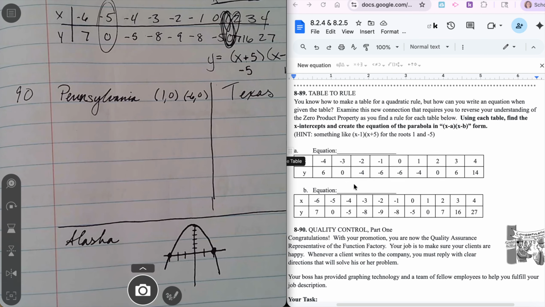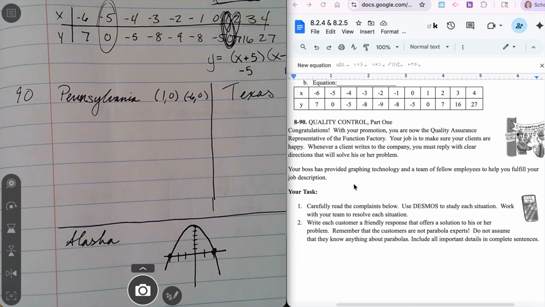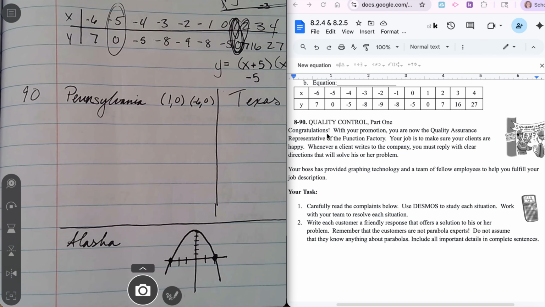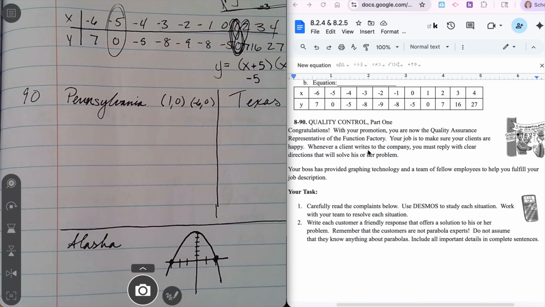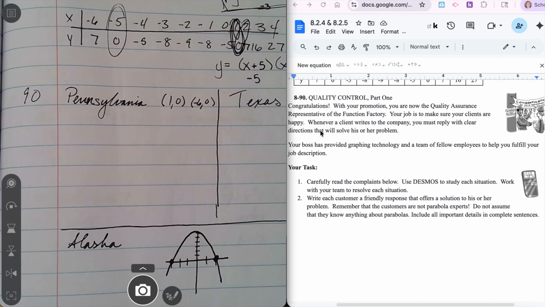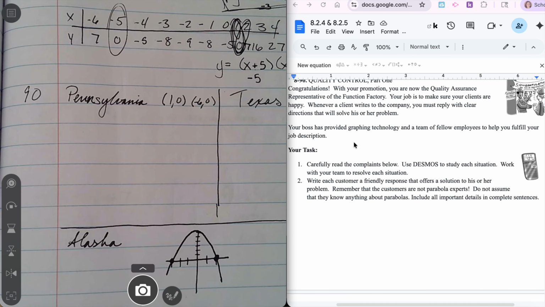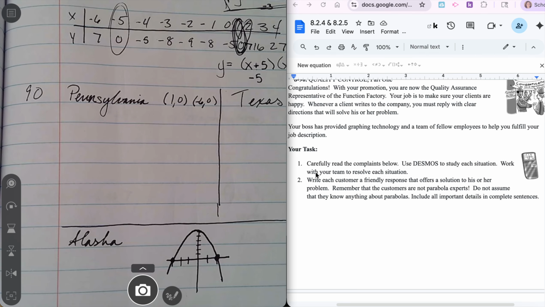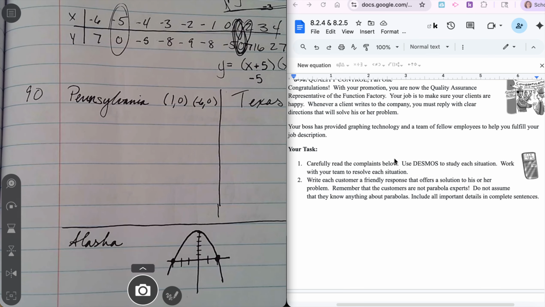Now looking ahead to 90, it's a problem about you working in quality assurance at the function factory. So your job is to make sure that clients are happy. Whenever a client writes to the company, you must reply with clear directions that will solve his or her problem. So you have graphing technology, Desmos, and a team of employees to help you figure this out. There are 3 separate complaints that we are going to look at. You're going to need Desmos, so somebody at your table should pull up Desmos in order to study this situation. Work with your team and see if you can resolve the situation.